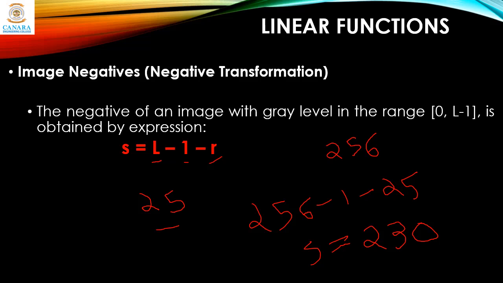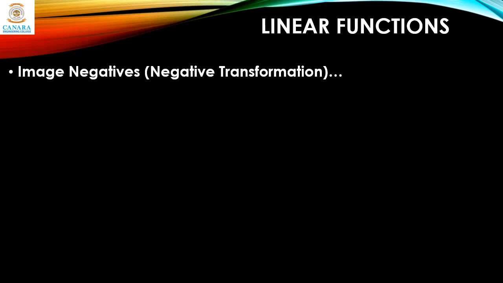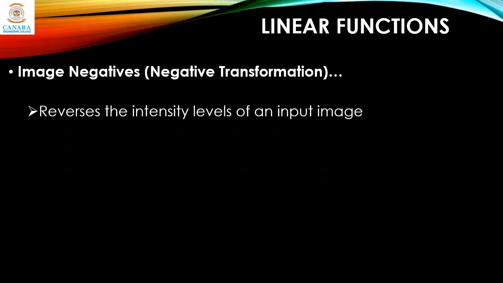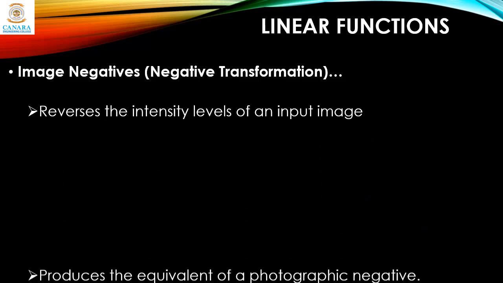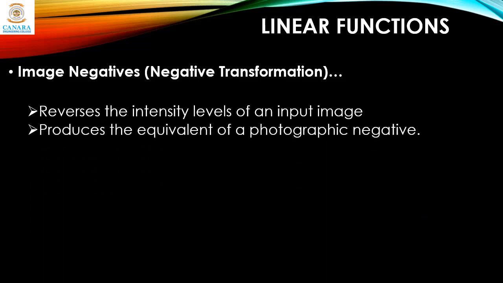To summarize, the negative transformation basically reverses the intensity levels of an input image, and it produces the equivalent of a photographic negative, like you had in the olden days. A negative is developed into a full color image or a black and white image with proper representation. So the same task of that negative is done by the negative transformation.